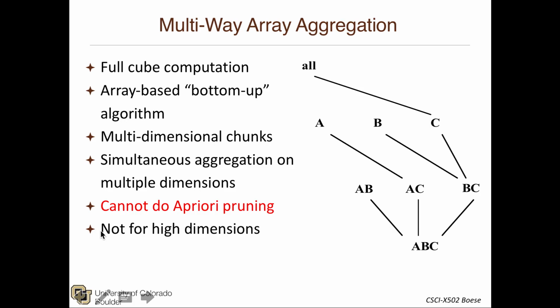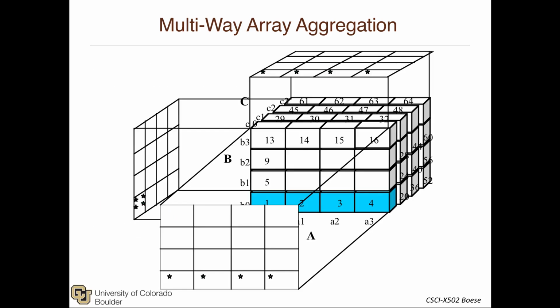So with multi-way array aggregation, what essentially we're doing, it's array-based, so it's making use of arrays and doing a bottom-up approach. And in this approach, we cannot do the a priori pruning, which we'll see in the BUC that we can. And this is not good for high dimensions. We'll talk all through this course how high dimensional data is really difficult. And so this particular methodology is not good when you have high dimensions.